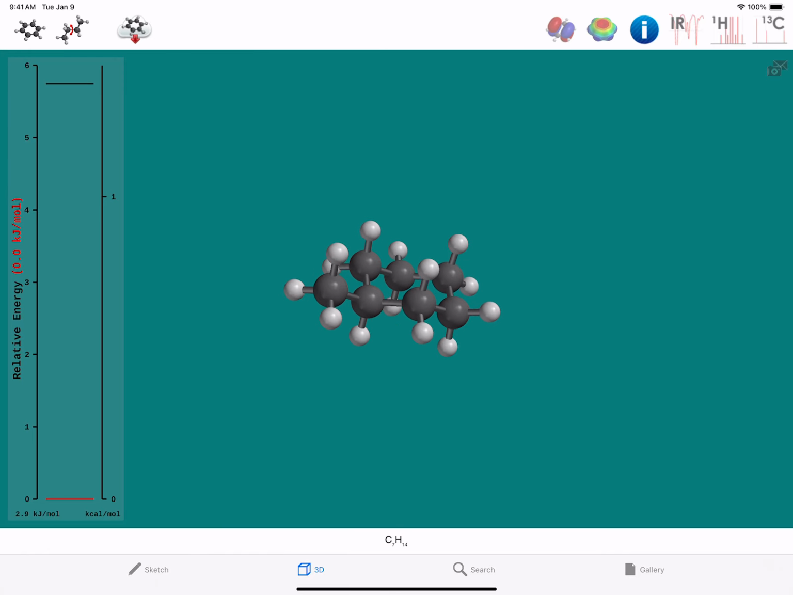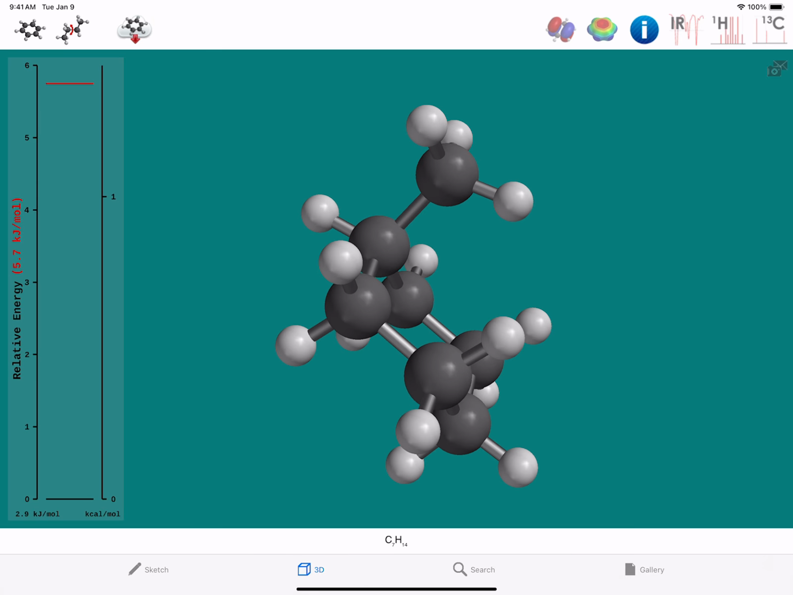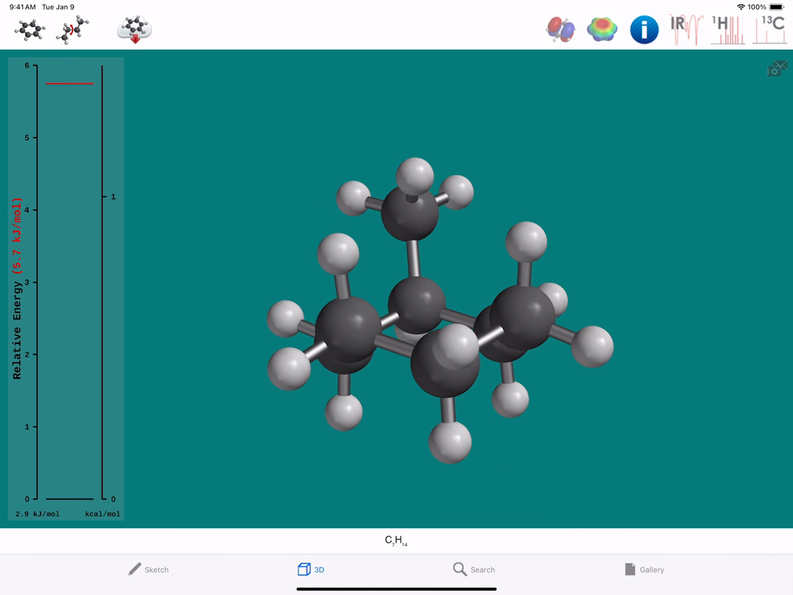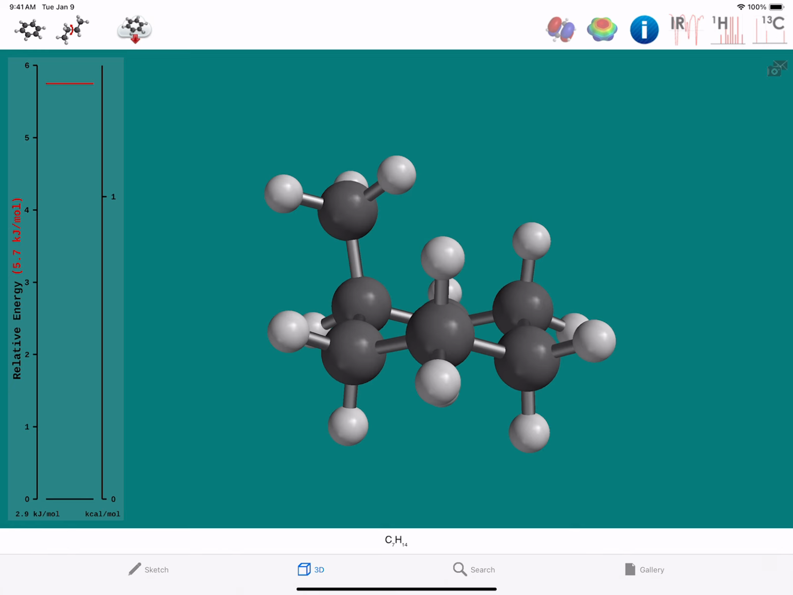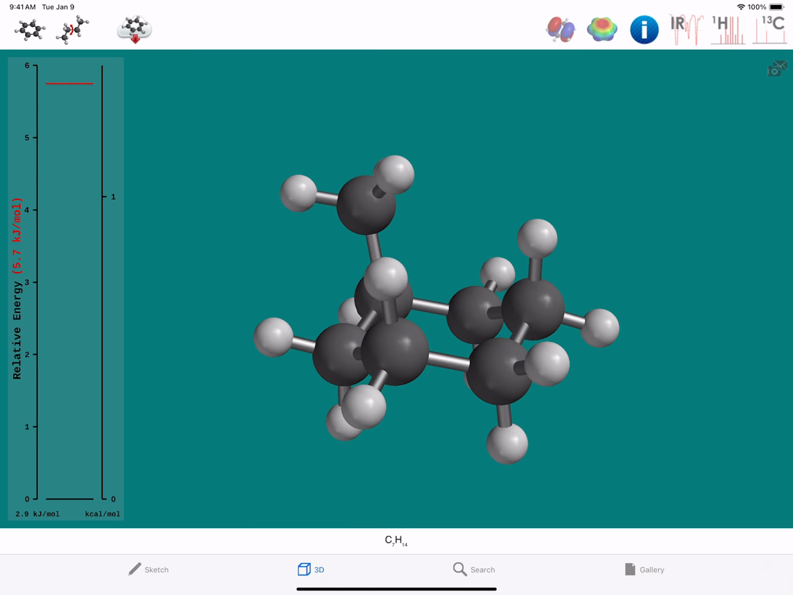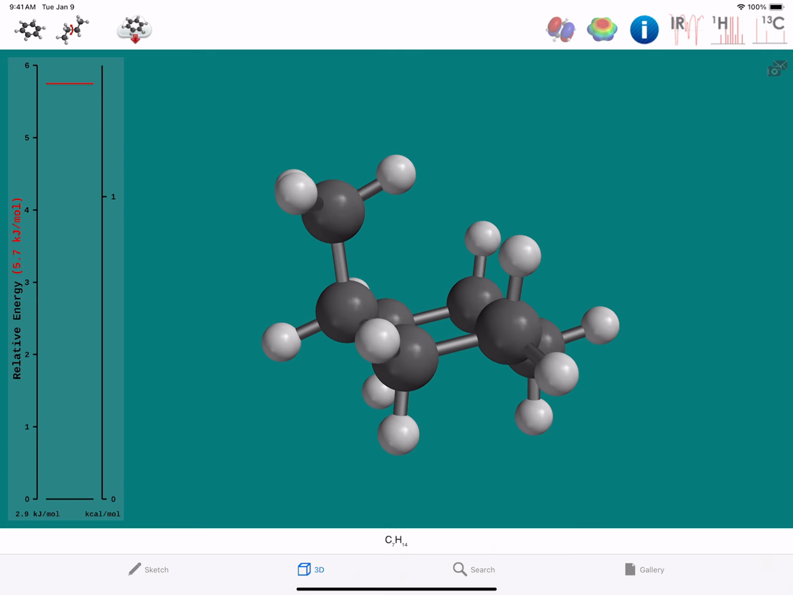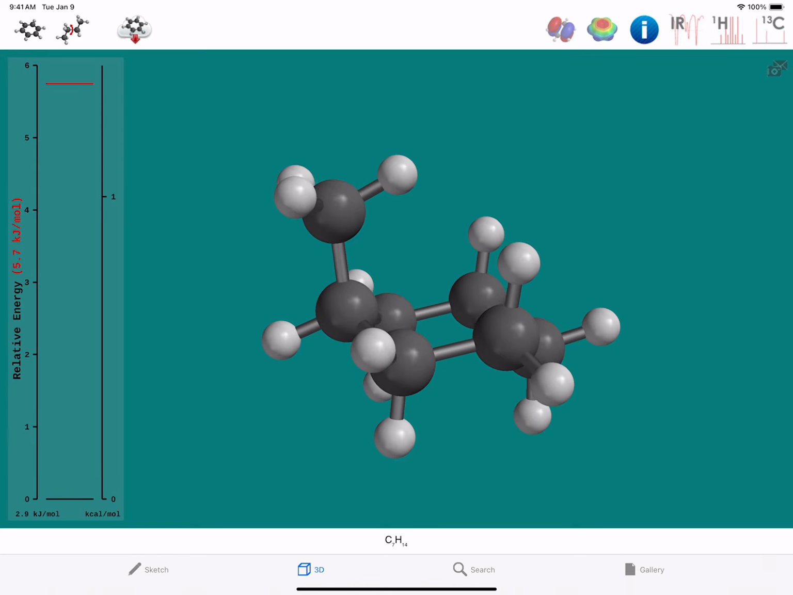All right, so here's the methyl group equatorial. Here's the methyl group axial. And the problem with axial is that the axial substituent bumps into the other axial substituents that are hydrogen. You can actually see that here. Can you see the methyl group? It's not perfectly axial, it's sort of leaning.